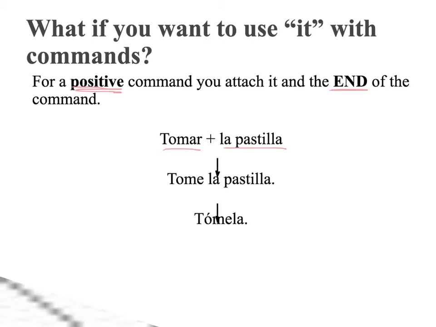We conjugate tomar to the command, tome la pastilla. If we want to simplify it even more, instead of saying the whole thing la pastilla, we could simplify it to tómela. We added the direct object pronoun that replaces la pastilla to the end because we're saying a positive command. We want them to do something, not to not do something. Note the accent that we added to preserve the command that we're saying. Otherwise it would be tomela, but we want it to be tómela.